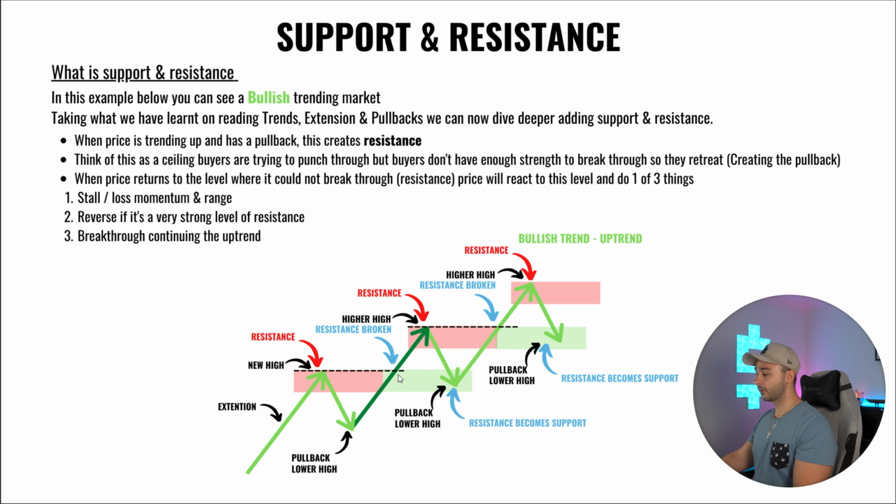When they try and return, if they return with a lot of strength, it will do one of three things. It will stall, lose momentum, and then it will just range like we were talking about before. It will reverse if it is a very strong level of resistance, or it will break through, continuing the uptrend like we have in this example. So every time price came back after that pullback to that initial level of resistance, it broke through, and then it used that resistance turned support as a new level of support.